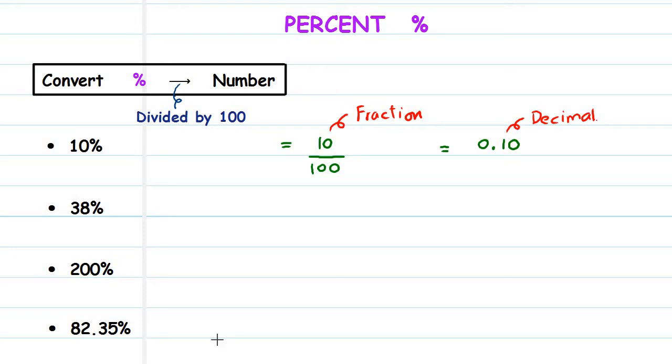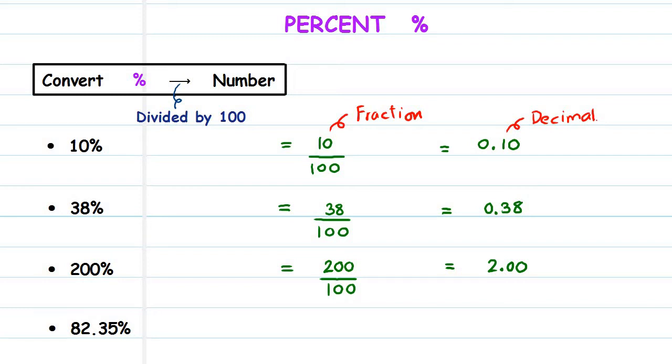Let's try the next one. 38%. 38% means 38 divided by 100. And that will give us 0.38. Alright, how about 200%? 200% means 200 divided by 100. And that will give us 2.